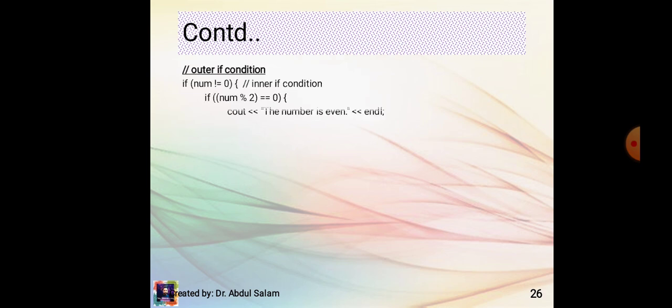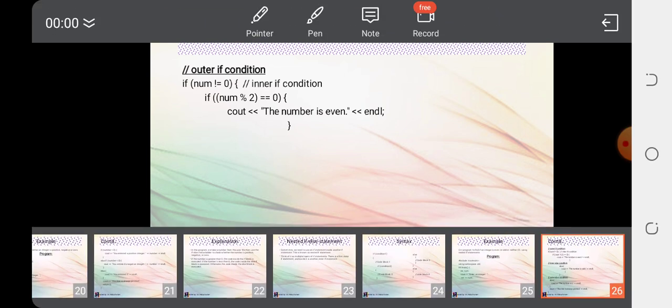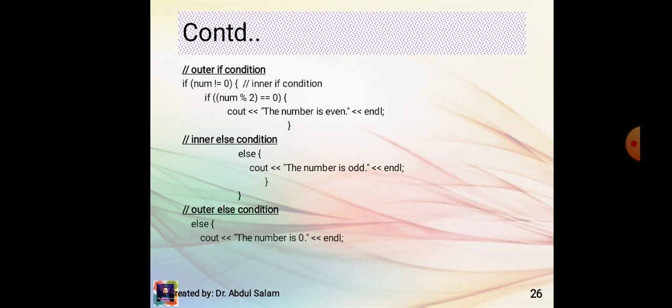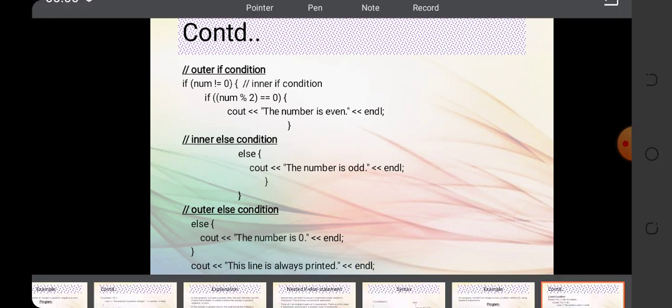Here, firstly, is the outer if condition. Then inside it there is another if, meaning a nested if. Then the inner else condition, and then the else for the outer if. End of program.